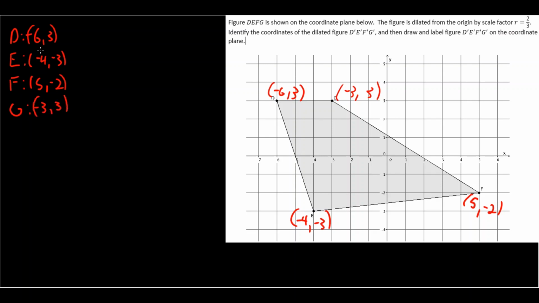Okay. All right. Our next step is to take these points and multiply them by our scale factor of r, where r equals 2 over 3. For this part, we'll use green. So for D, our D prime is going to be equal to our x value of 6. Just remember that our first terms are x's. Our second terms are always y.